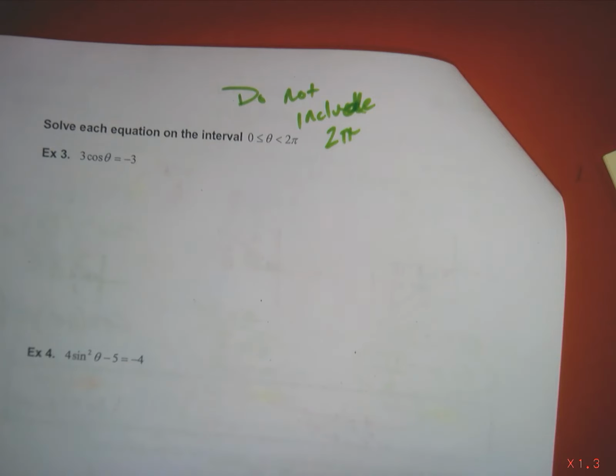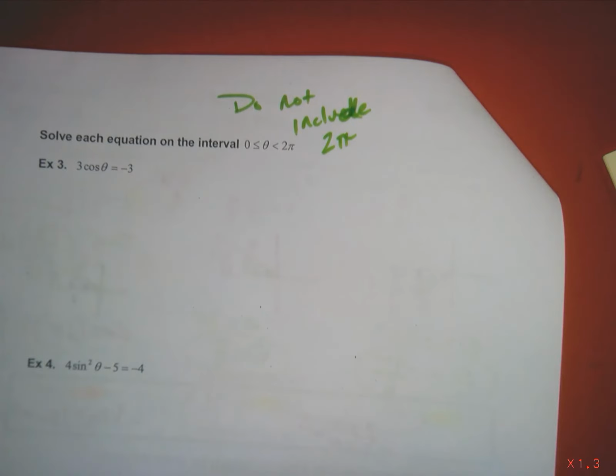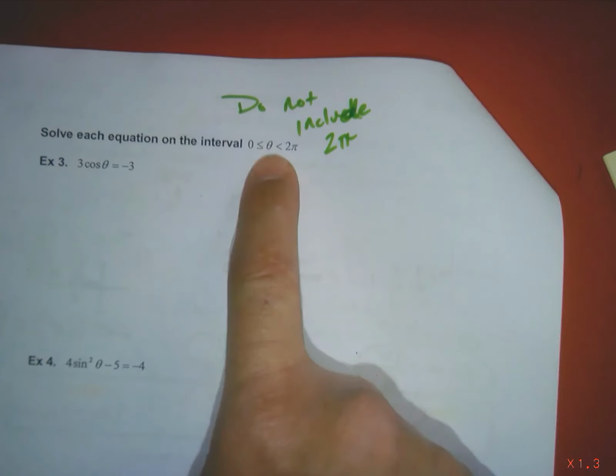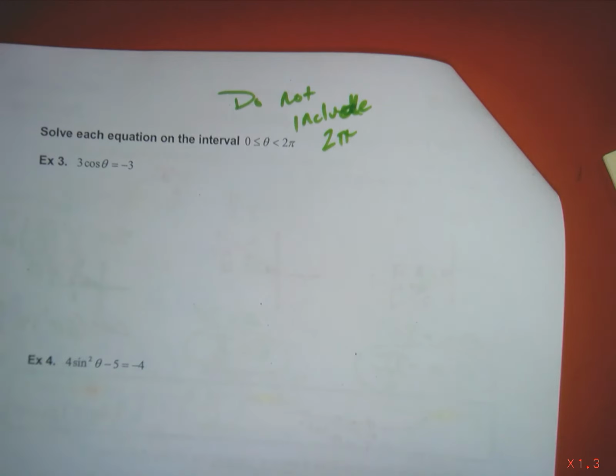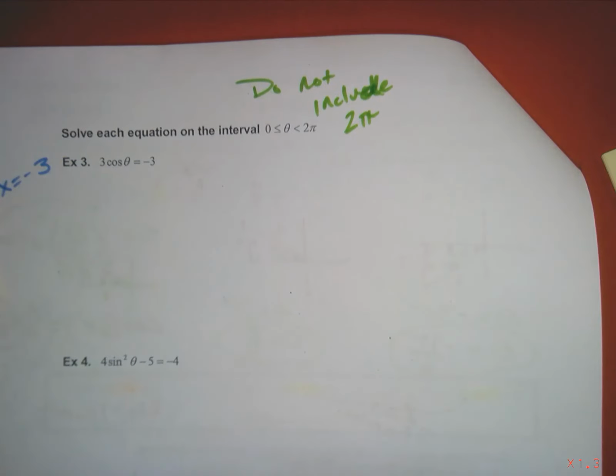So again, do not include 2 pi. There's no equal sign there. So all of my answers are going to be from 0 to 359.99999 degrees. Do not include 360, because there's not an equal sign there. As I take a look at example 3, it says, solve this guy. I got 3 cosine of theta equals -3. And people are freaking out. Oh my gosh. But if you can solve 3x equals -3, then you can solve this for cosine.